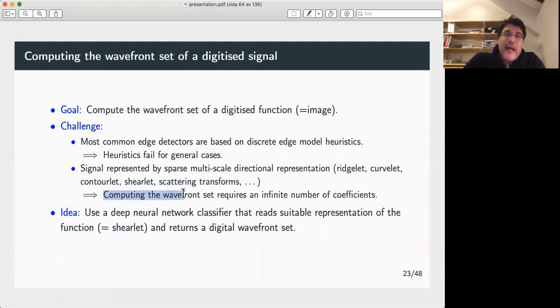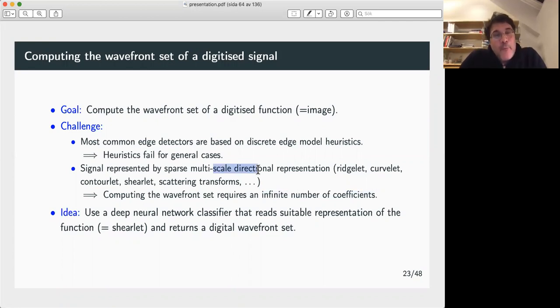And for some of these, you can actually express the wavefront sets in terms of these representations. But the wavefront set is an asymptotic notion. It requires you to assess the decay of the Fourier transform in certain directions, right? So it essentially amounts to needing infinitely many of these coefficients in these representations to be able to assess whether you are in the wavefront set or not. So there's also a computational issue.